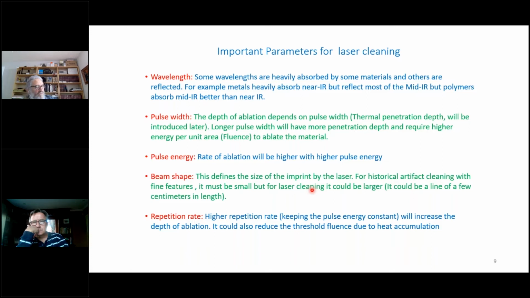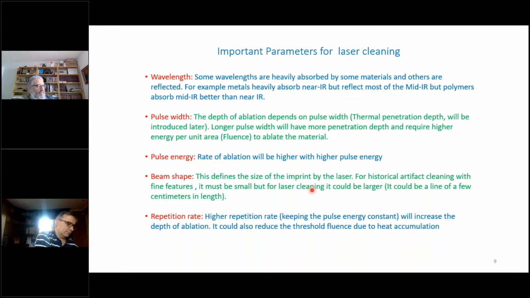And besides, you can also tune parameters for the near IR so that it would not be damaging the substrate. Then you have the pulse width, which basically determines how deep the beam goes into the material. If you have a big pulse width, it goes deeper, it's a larger penetration depth, and a smaller pulse width would not go in as much. Pulse energy, of course, higher pulse energy means a higher rate of ablation.